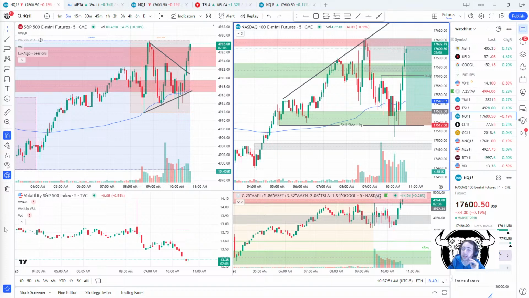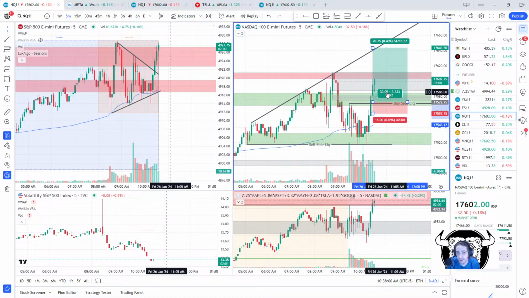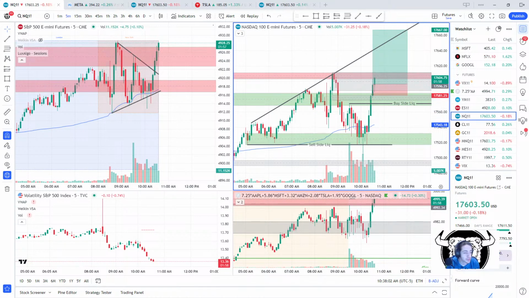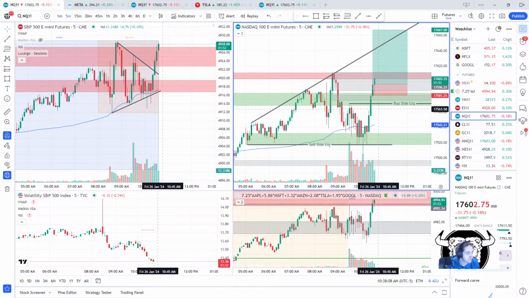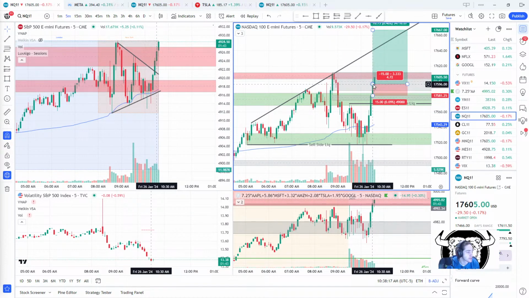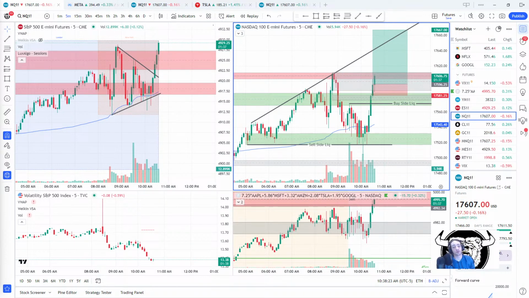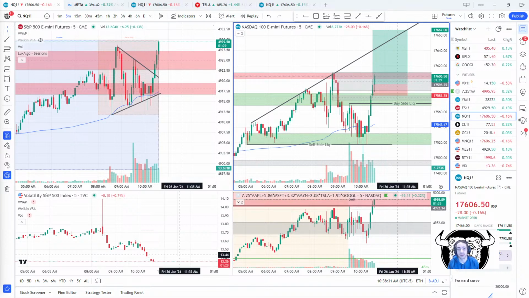Because you know what? I'll do a starter position here, and then on the retest, I'll add. Or once we get some type of break, I'll add. Good stuff, good stuff. I want a break and retest of this zone right here. Nice. Yo, love this. This is a great day, guys. Fantastic day. Holy cow. I'm going to add right there.